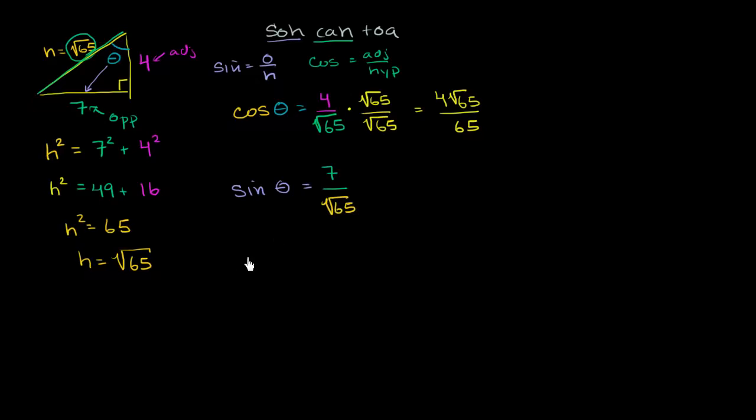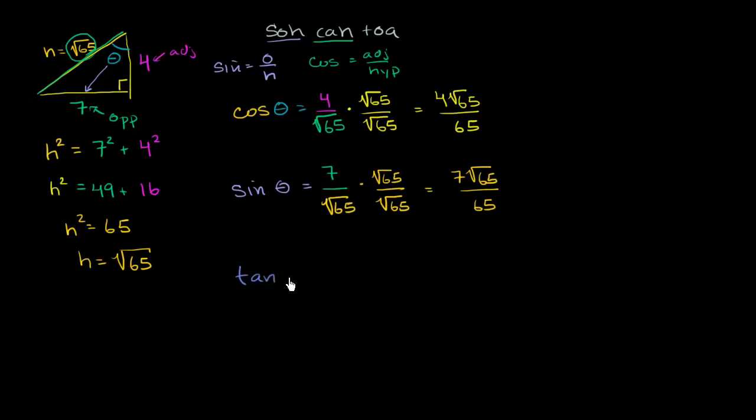Square root of 65. And once again, if we wanted to rationalize this, we could multiply it times the square root of 65 over the square root of 65. In the numerator, we'll get 7 square roots of 65. And in the denominator, we will get just 65 again. Now let's do tangent.